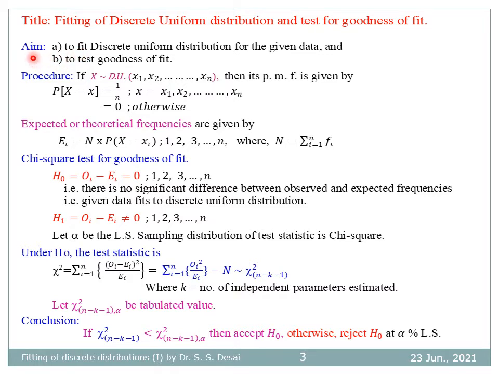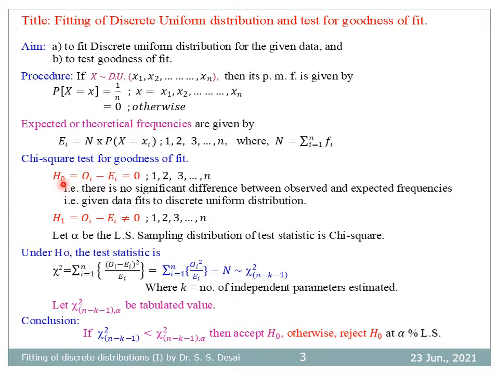By the procedure, the aim of this problem is to fit discrete uniform distribution for the given data and to test goodness of fit. The procedure here is: if X follows discrete uniform over x1, x2, ..., xn, then its PMF is P(x) equal to 1 by n. Expected frequencies Ei equal to n into probability that X is equal to xi. Chi-square test for goodness of fit.